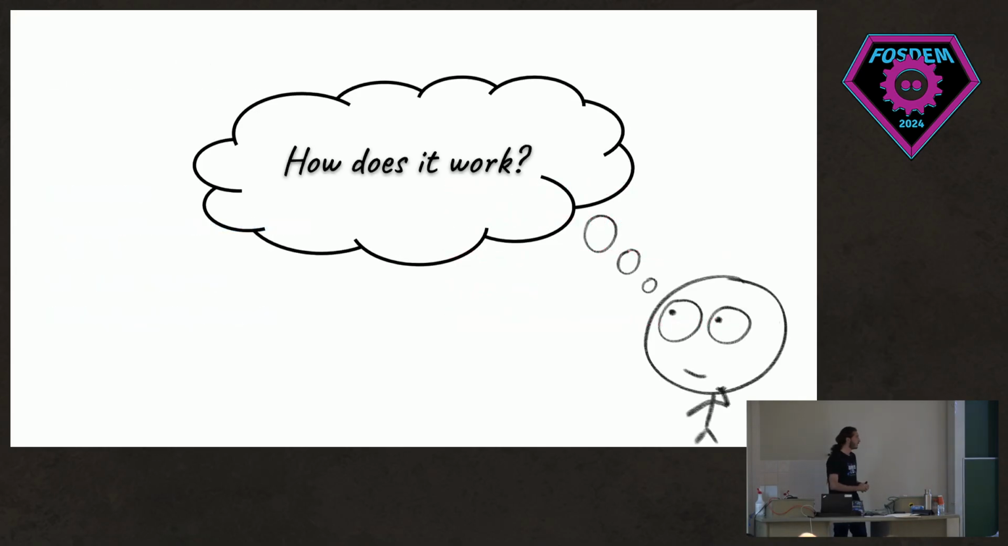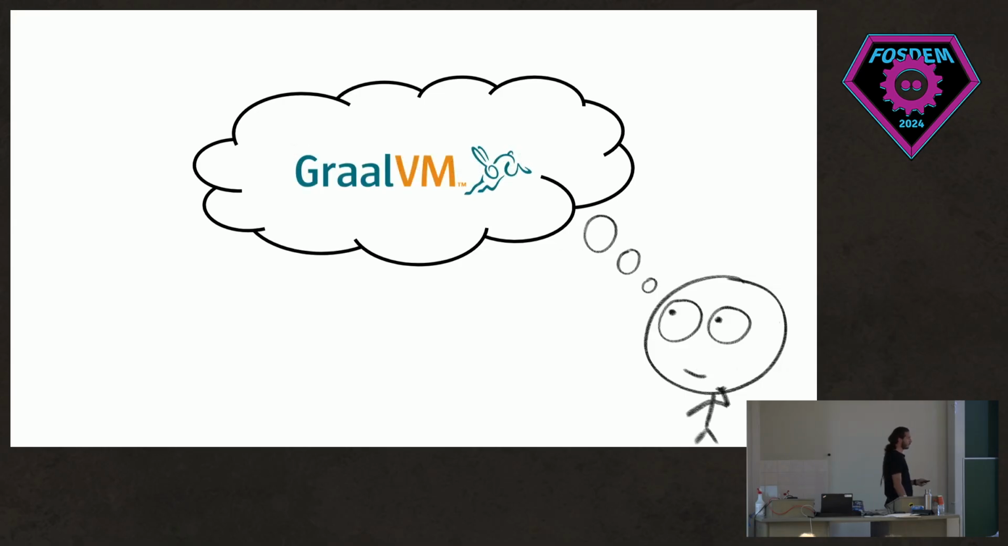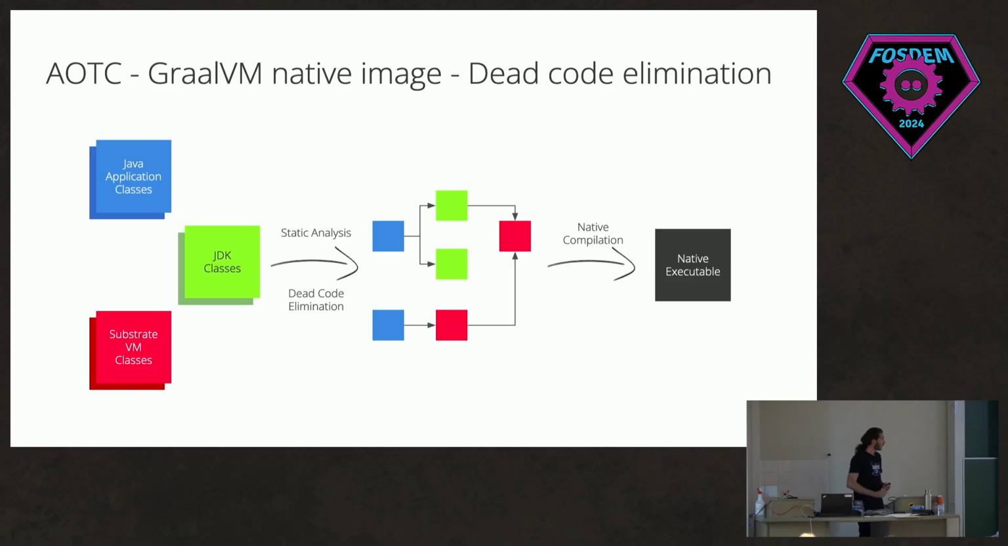Okay, now that we have seen that there are some benefits in using native code, let's see how it works. Quarkus uses GraalVM and particularly GraalVM's native image to generate the binary code from Java code. And how this works is that GraalVM will take as input your Java application classes, the JDK classes, and the substrate VM classes. The substrate VM is a thin runtime layer that allows your application to run on bare metal. So it takes care of some of the system things going on.